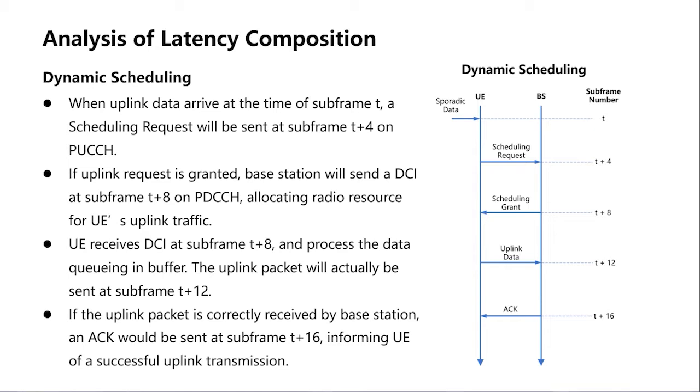Dynamic scheduling is the default in traditional LTE system. It needs 2 round trips to finish one transmission. The first round is the scheduling request and grant procedure, and the second round is data and acknowledgement. The signaling procedure of request and grant increases the latency, and there will be even more overhead when transmitting large amounts of small-size packets. So dynamic scheduling scheme is fit for mobile broadband traffic with no strict requirements on latency.